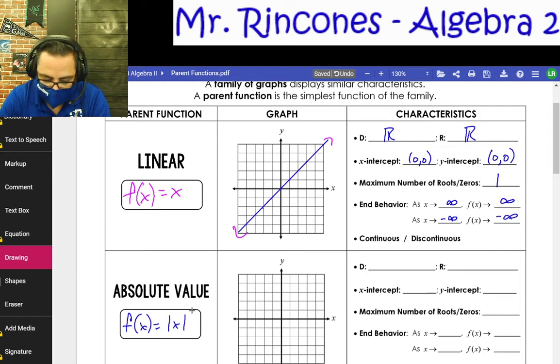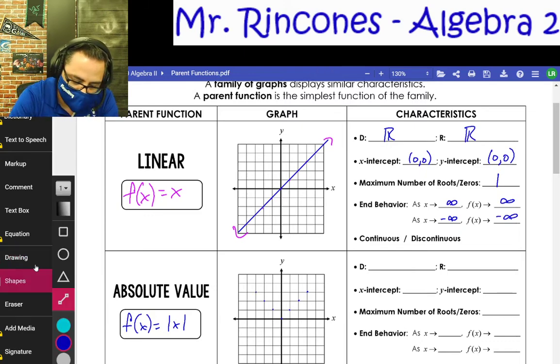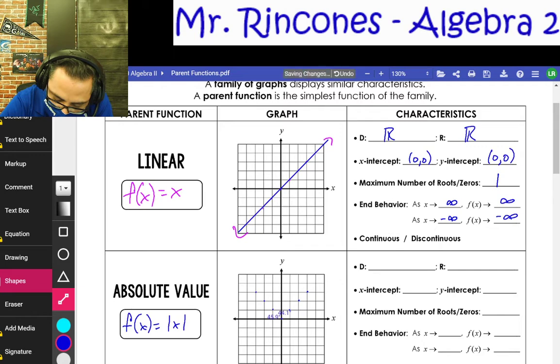What does this look like? Well, the result is always positive. So f of x equals x would be this way. When f of x is negative x, again, we're taking the absolute value. So the absolute value of negative x is simply x. So it goes this way. So the graph for the absolute value of x looks like this.